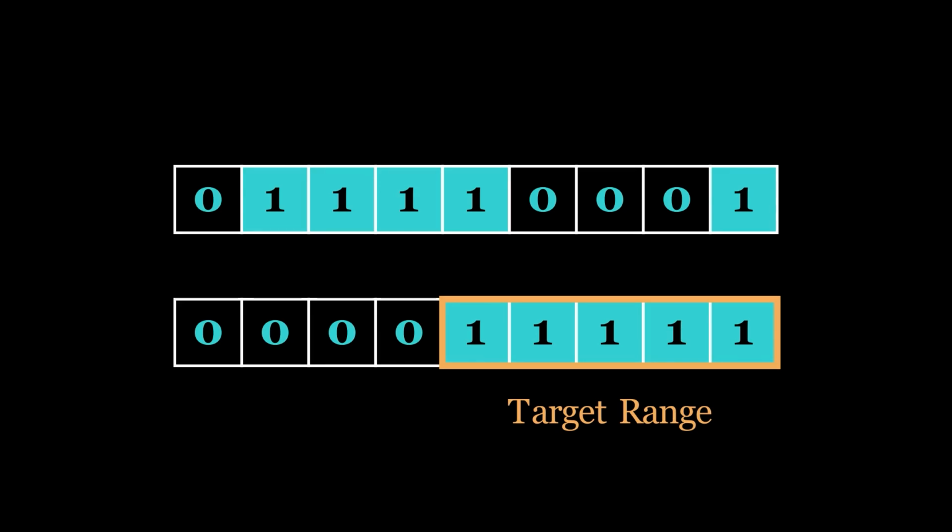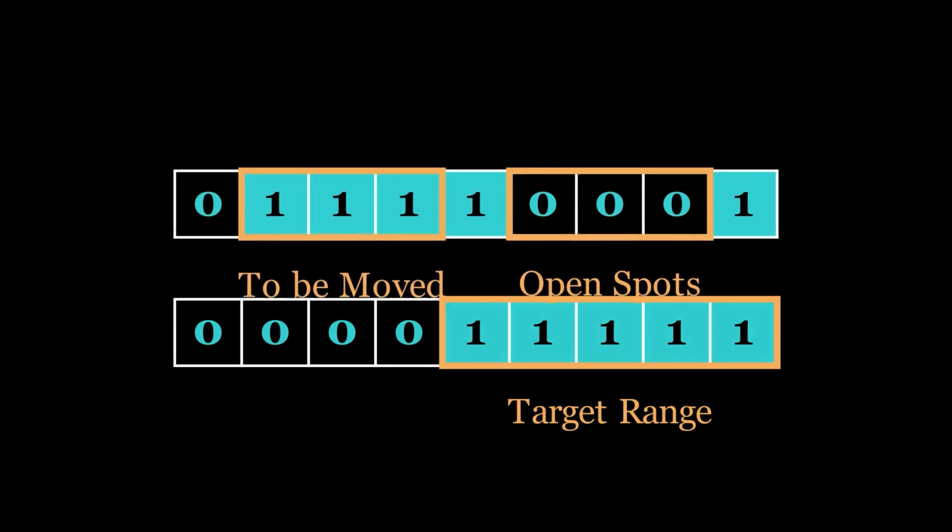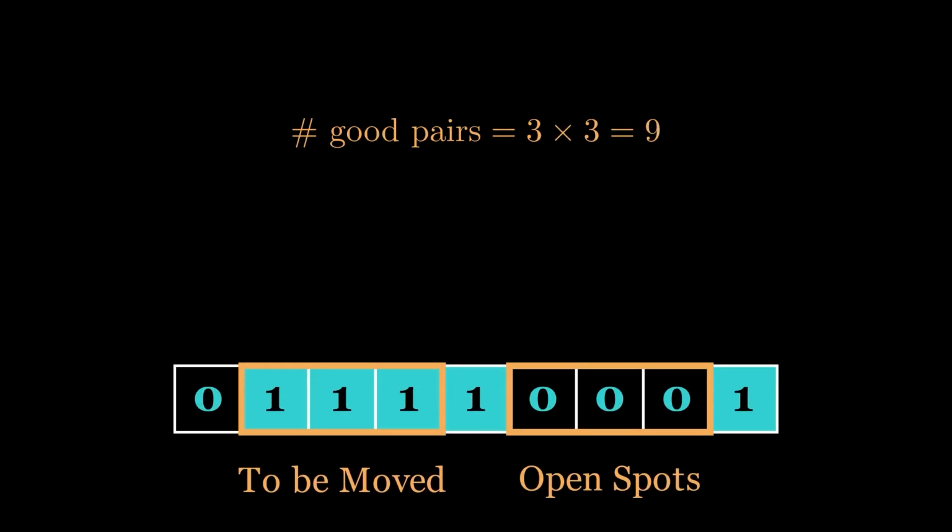How can we know what elements actually result in a swap that's useful to us? We can look at how many ones there are that need to be moved to the target area, and how many spots there are in the target area where they can be moved. Note this number is always equal because there are k ones not in the target area, which means there are k zeros that are taking up their spot. In our example, there are 3 ones to be moved, and 3 spots where they can be moved.